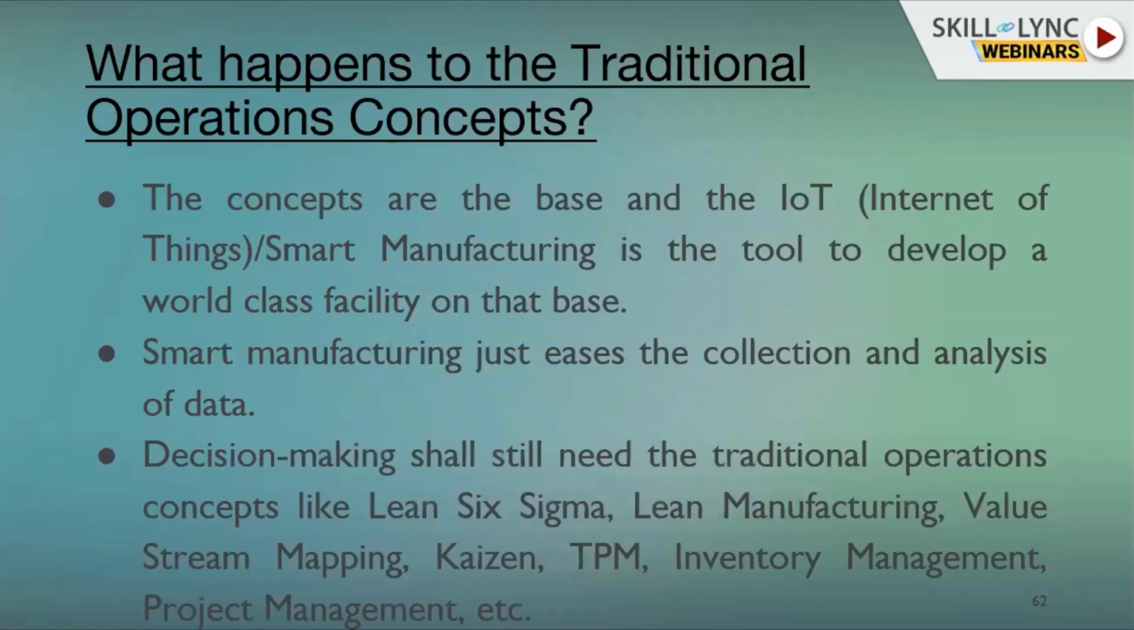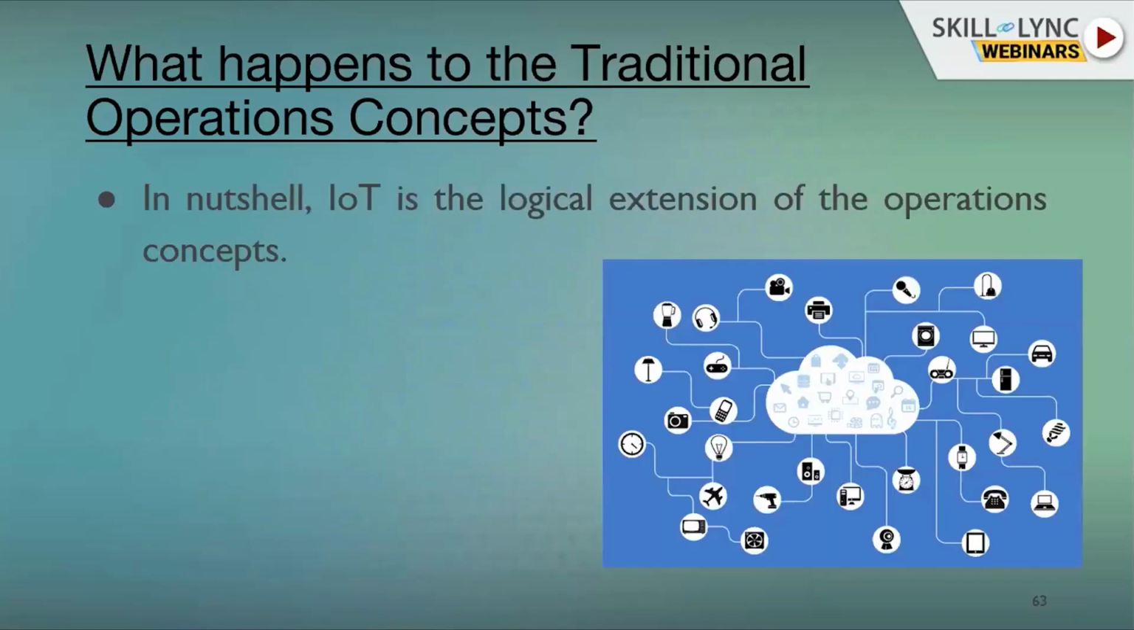So what happens is, the traditional operations concepts are the base and IoT is the tool to develop a world-class facility on that base. Again, the base always remains the same. Smart manufacturing just eases the collection and analysis of data. Decision making shall still need the traditional operations concepts which you just learned: Lean Six Sigma, Lean manufacturing, which you will be learning soon, Value stream mapping, Kaizen, TPM, inventory management, project management. These are all concepts which will still be enacted, and there are many more concepts. So IoT will just work on that. In a nutshell, IoT is the logical extension of the operations concept.